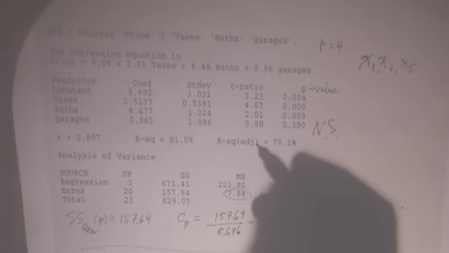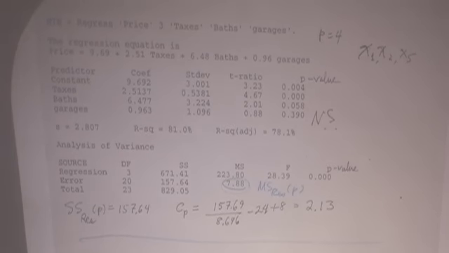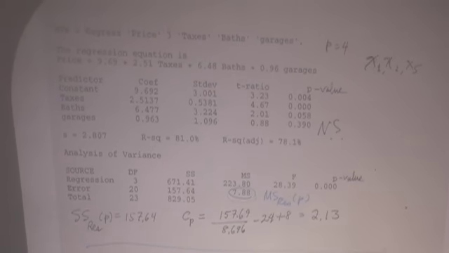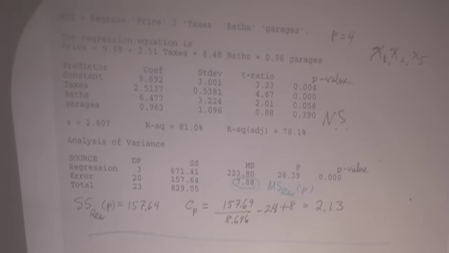So garages don't contribute hardly at all to the model. Apparently. So I put NS here, not significant. Okay. So X1, X2, X5, that model, CP is 2.13. Yeah. So do you know to stop because it went up again?